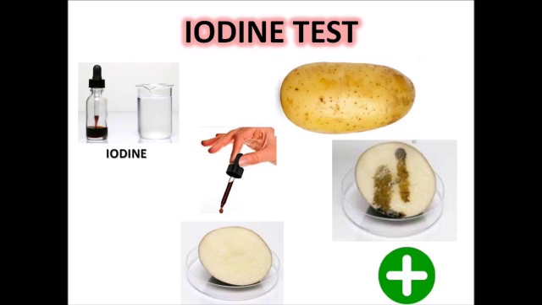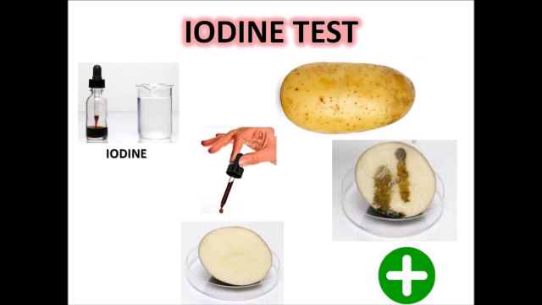Now you can see a beaker with water and an iodine bottle on the screen. So we need to add a few drops of this iodine to this water in the beaker. As soon as you add iodine to the water, you will get an iodine solution, that is iodine diluted with water. When you add iodine to the water, the color of the water changes to purple.